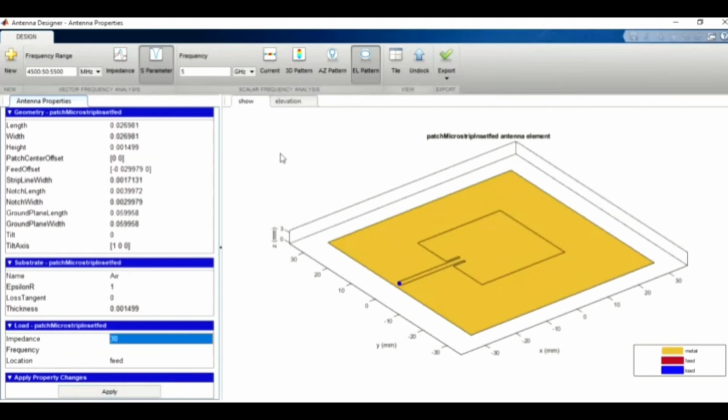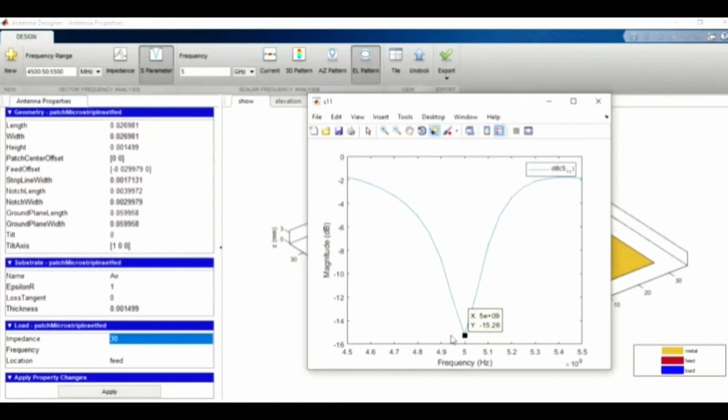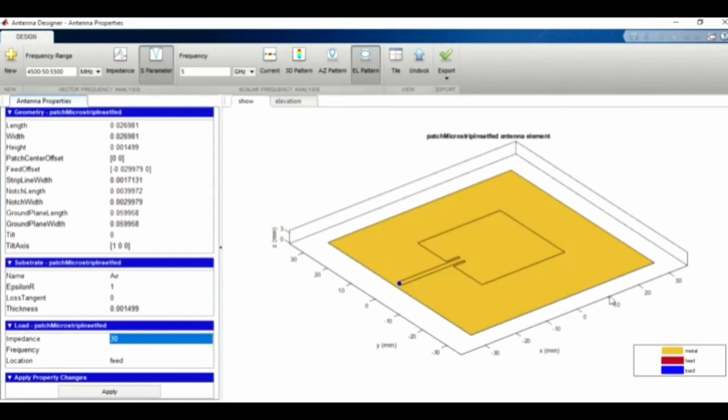Okay, next I will simulate the S parameter, which is the reflection coefficient, for the microstrip inset fed antenna. From this graph, the reflection coefficient is negative 15.26 dB at 5 GHz, which is lower than the S parameter of the microstrip patch antenna. Therefore, the microstrip patch antenna shows a reasonable improvement compared to the microstrip inset fed antenna, where the location of the varactor diode plays a major role in tuning the resonant frequency. In addition, the dimensions of both antennas also play a major role in determining the magnitude for the targeted frequency.